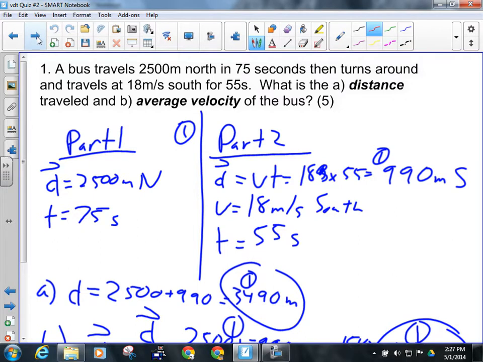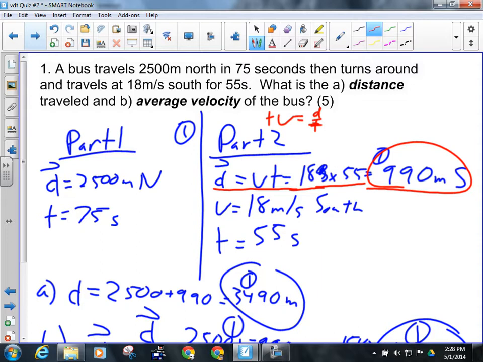So what we do then is we set up. We take our v equals d over t and we solve for d by multiplying both sides by t. So that's the operation here. 18 meters per second times 55 seconds gives us 990 meters south. Give them a mark if they did that calculation. They don't necessarily have to have the south on that number to get the mark. Preferably, but if they have 990, they obviously knew how to do it.